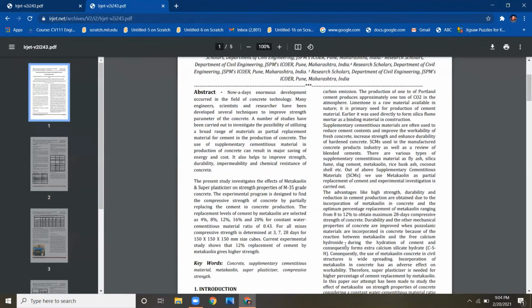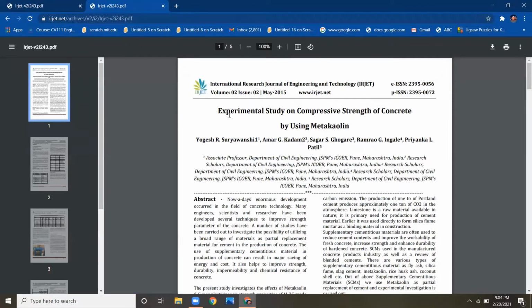When I get this research paper, how can I read it? First of all, you can see the title, the volume and all that. This is the ISSN number, and this is from www.irjet.net. The title of this research paper is Experimental study on compressive strength of concrete by using metakaolin. The writers of the research paper are these, associate professors in the Department of Civil Engineering, and this paper is from India.